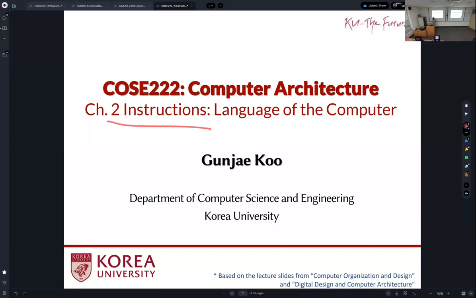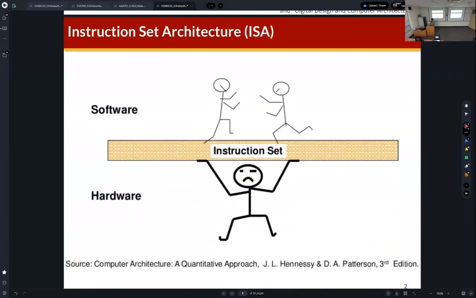But actually, I said that the processor, the CPU, is a kind of digital system, and digital systems can understand only digital signals. Digital signals are very different from our natural languages or programming languages. Which means that these languages need to be translated to the language of the computer. So in this chapter, we will learn about the instructions for RISC-V processors. Okay, let's start.